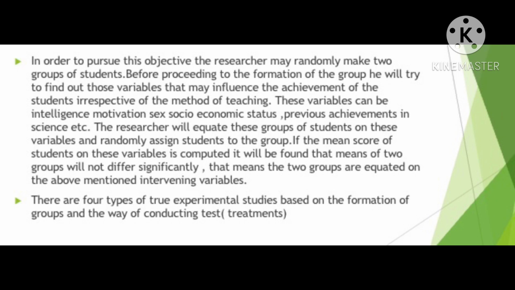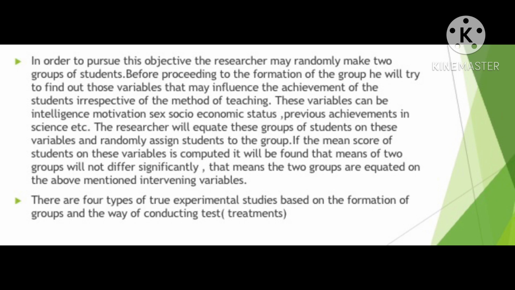Before proceeding to the formulation of the group, he will try to find out those variables that may influence the achievement of the students irrespective of the method of teaching. There are many other variables that also will affect the achievement, not only the method of teaching, that the researcher has to find out first. These variables can be intelligence, motivation, socioeconomic status, previous achievement in the science subject, etc. The researcher will equate these groups of students on these variables and randomly assign students to the group.